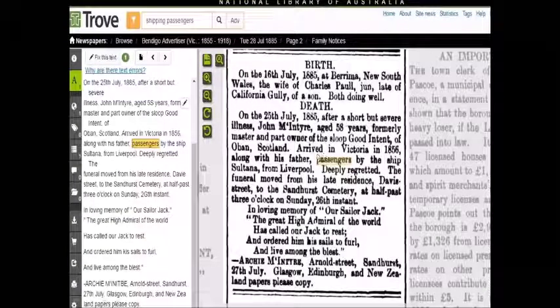Here's another one where they've arrived in Victoria in 1856 with his father. Passengers on a ship, Sultan from Liverpool, gives you information, a really lovely little poem on Sailor Jack. He was also the owner of a sloop, the Good Intent, and he came from Oban in Scotland. So all that information there ticks boxes in hunting for where did they come from.